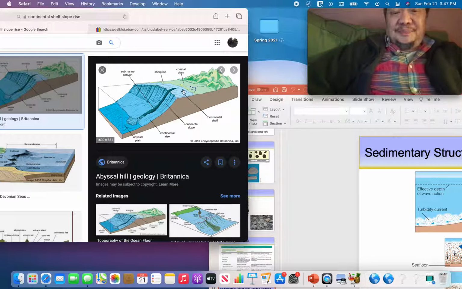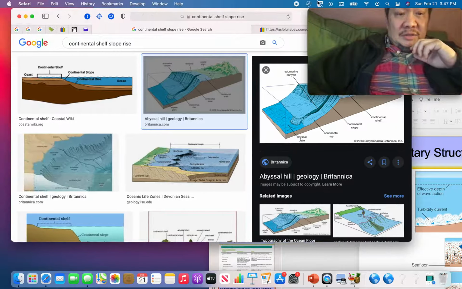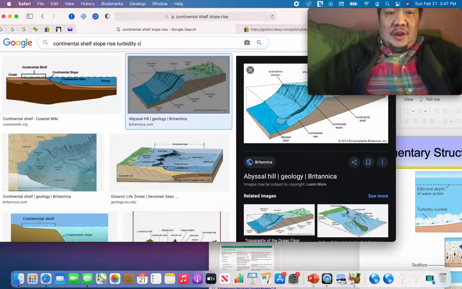If you think about it, where does the sediment on the continental shelf come from? It comes from rivers. Rivers flow to the ocean, carry their sediment load, and deposit it onto the beaches. Then waves, currents, and tides redistribute that sediment. But sometimes the sediment starts to accumulate right here at the edge of the continental slope, and it'll slide down in these currents called turbidity currents. I'll spell that for you here. Let me show you what a turbidity current is.